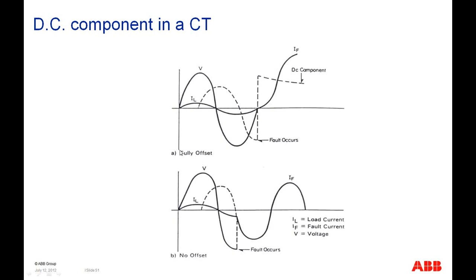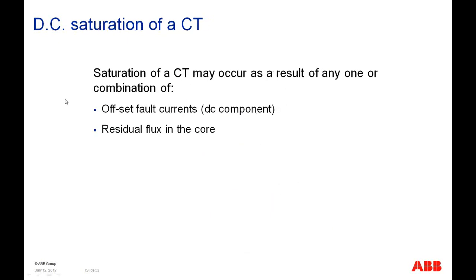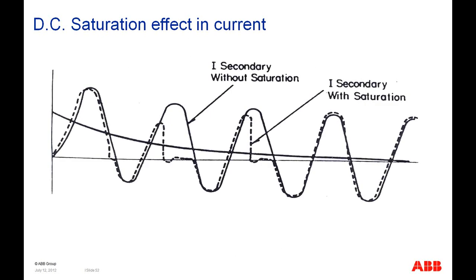It's different if you have a fully offset fault, or a no offset fault. With no offset, our flux will change just as it should, and we don't need any DC offset in order to fulfill the flux requirements. But when we have a fully offset wave, then we have to build up a flux instantaneously in order to compensate for the current, and we get this DC component. So the saturation of a CT may occur because of the offset fault currents and DC component, or residual flux in the core. So we just have to learn how to deal with it in microprocessor relays.